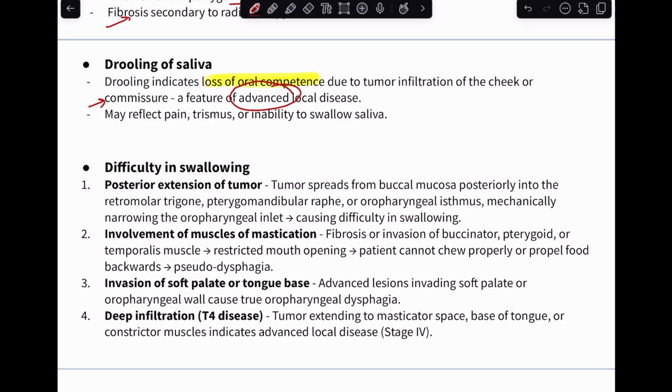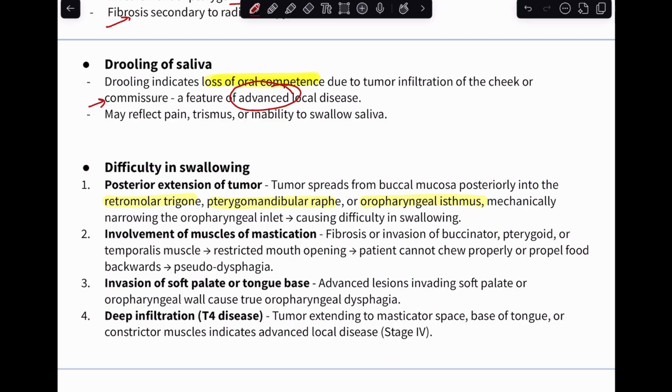The next point that we have asked about is difficulty in swallowing. Now, if this patient presents to you with difficulty in swallowing, what would you think of? One is that possibly there is a posterior extension of the tumor happening, that the tumor has maybe spread posteriorly to involve the retromolar trigone, the pterygomandibular raphe, or the oropharyngeal isthmus, mechanically leading to narrowing of the oropharyngeal inlet.